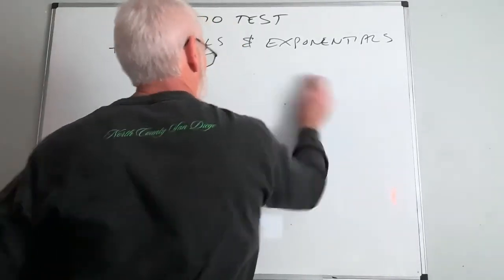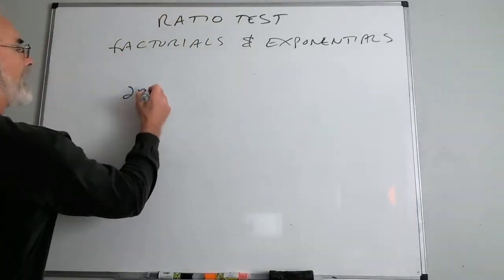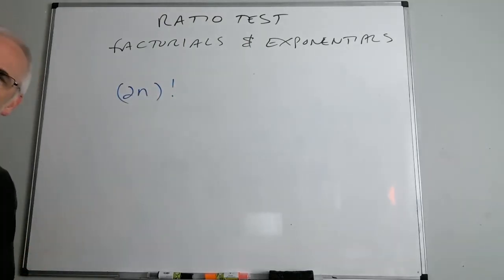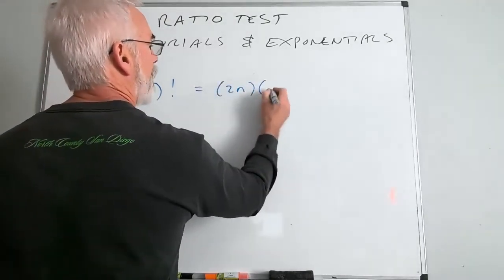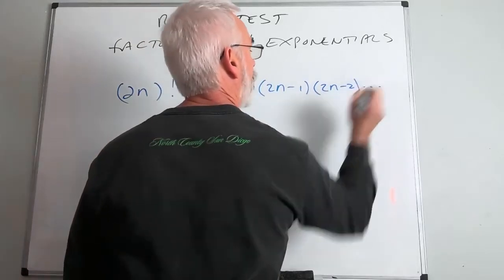So with that said, what if I wanted to find out, I have 2n factorial. Now, if I wanted to expand this, what would this look like? Well, it would be 2n times 2n minus 1 times 2n minus 2, all the way down the line.